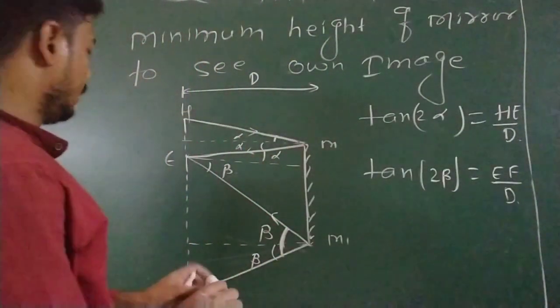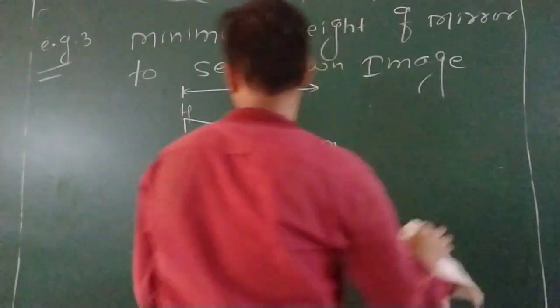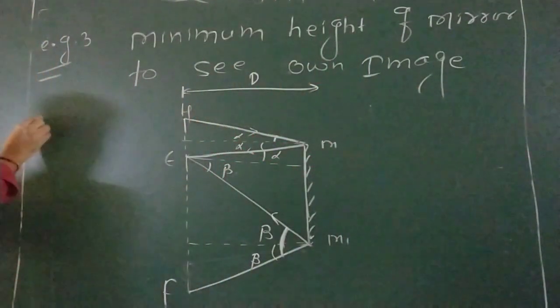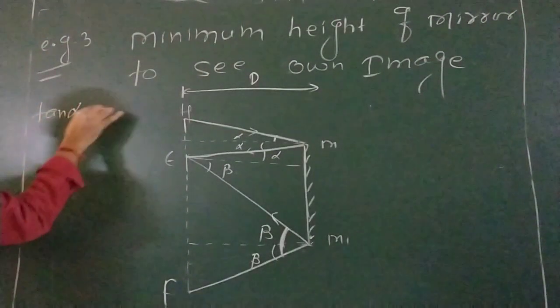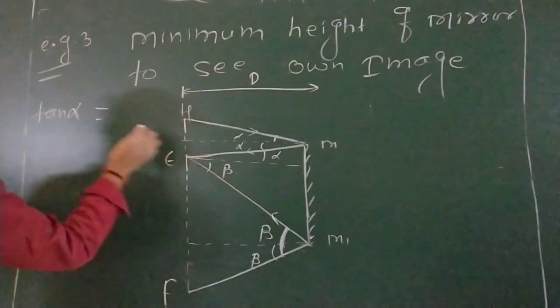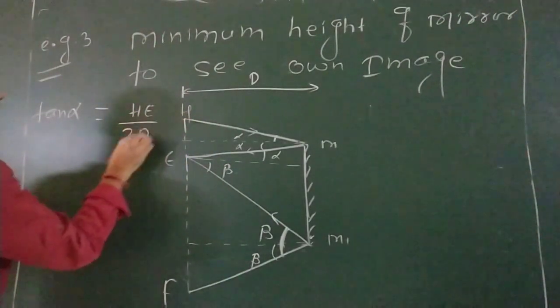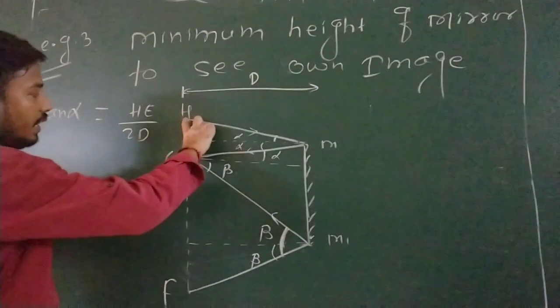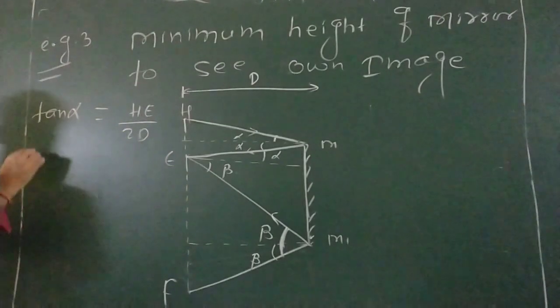And one more thing, just see if I want to write there some other points. Tan alpha only. What can we write for tan alpha? HE by 2D, because this is HE, so this becomes HE by 2.